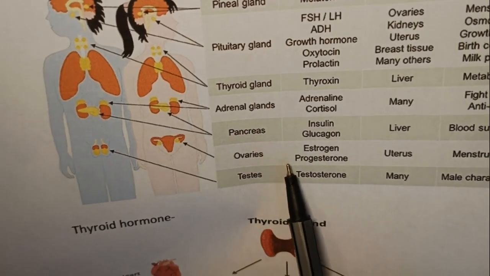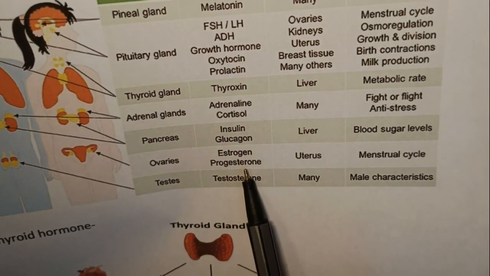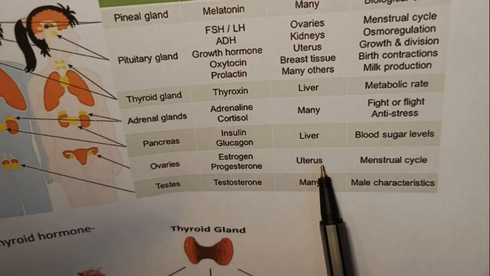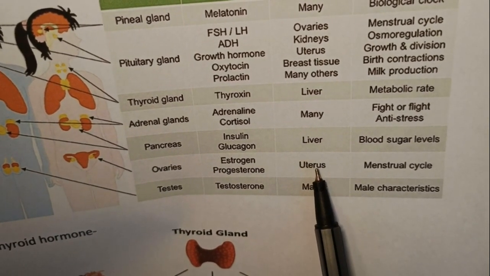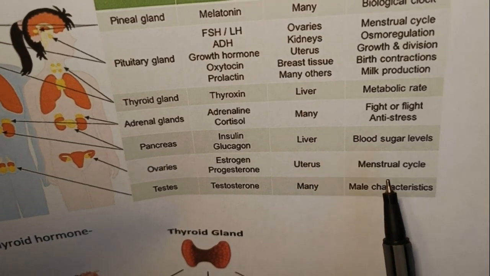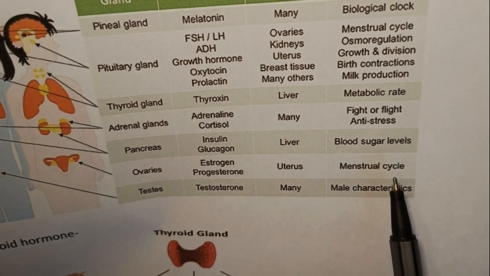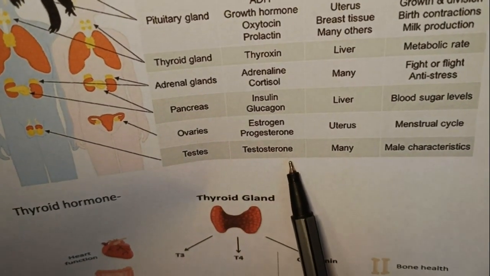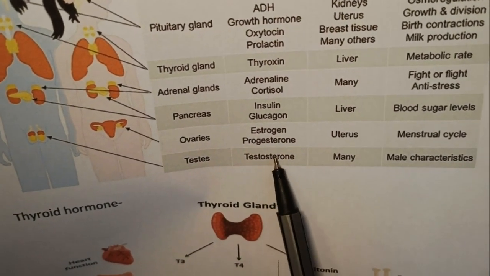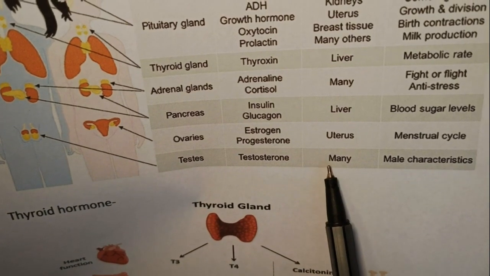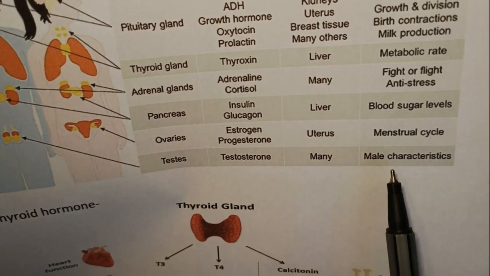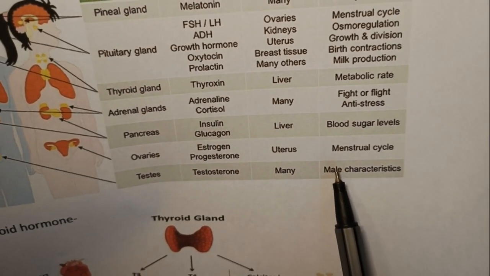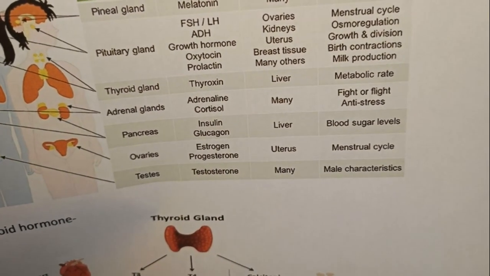So ovaries secrete estrogen and progesterone in females. They work on the uterus, they work on breast tissue and various other tissues in the body. They are important in sexual function and the menstrual cycle. Testes secrete testosterone. They also work on various organs in the body, including the muscles, and they have an important role in male reproductive function and male characteristics.